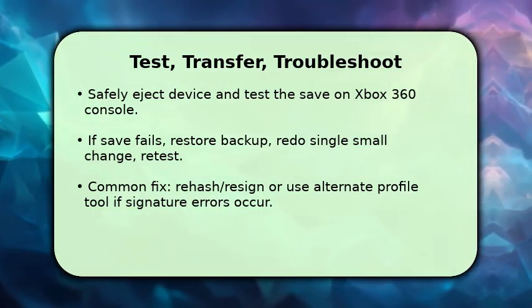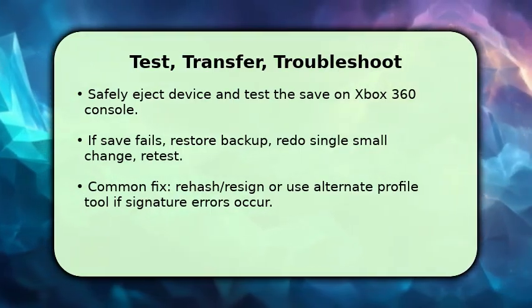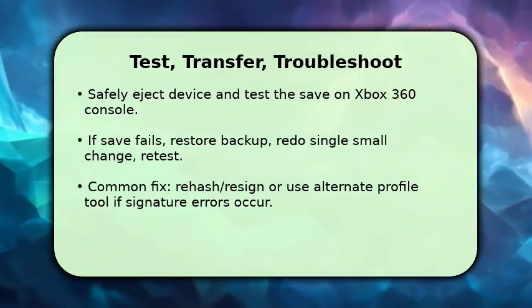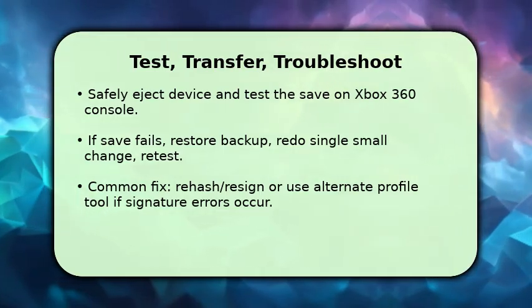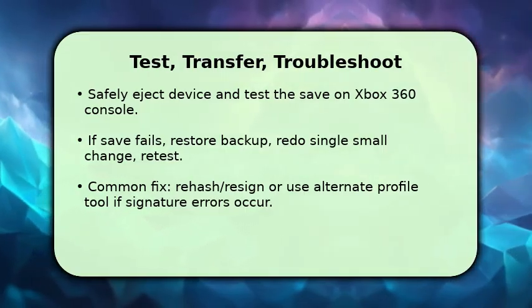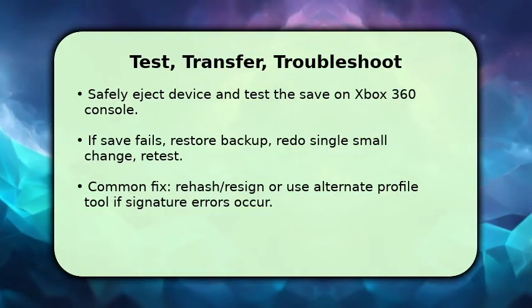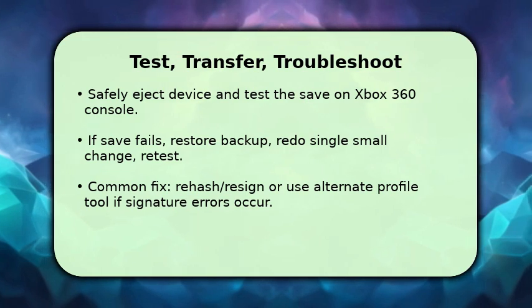If the save fails to load, immediately restore the original backup, then reapply a single small change and retest so you can isolate the issue. Make sure you always rehash and resign if you encounter signature or profile errors. Try resigning with an alternate profile or repeat the rehash step. This usually resolves acceptance problems.